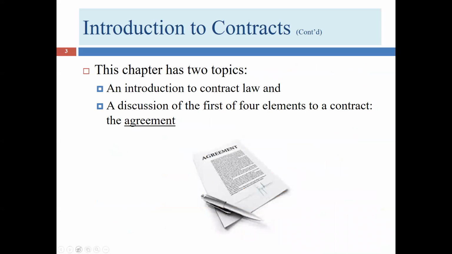So we're going to have two topics in this chapter. The one topic is going to be just a general introduction to contract law. This is our first chapter on contract law, so we're going to be getting some vocabulary out of the way. The second topic of this chapter is a discussion of the first element of contract law, which is agreement.